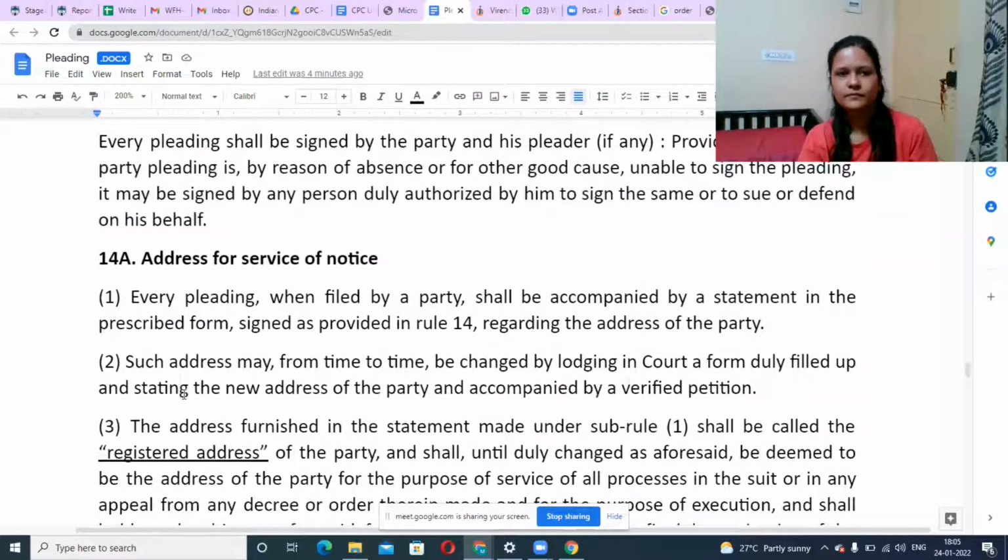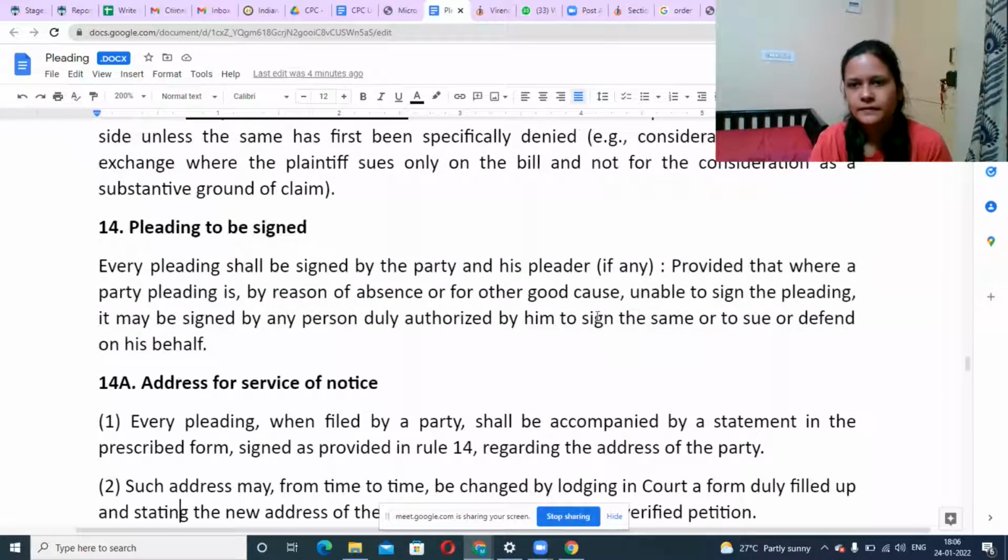But what does it mean by pleader, madam? Pleader is generally the advocate who signs. If the pleader doesn't sign, is it okay? Sometimes the person says that no, I want to fight my own case. In that case, he may be allowed. The party in person, okay. Yes.